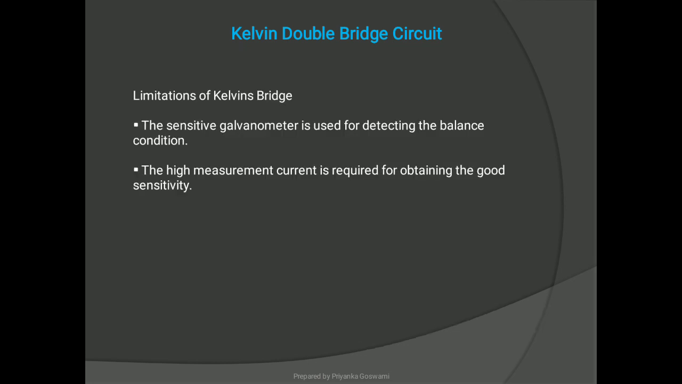This Kelvin double bridge circuit has two limitations. The sensitive galvanometer is used for detecting the balance condition, and the high measurement current is required for obtaining good sensitivity.